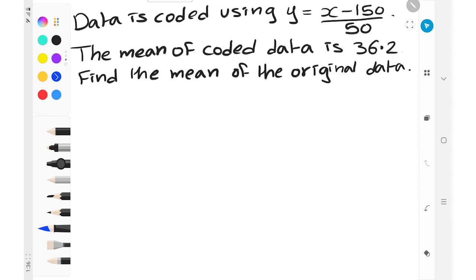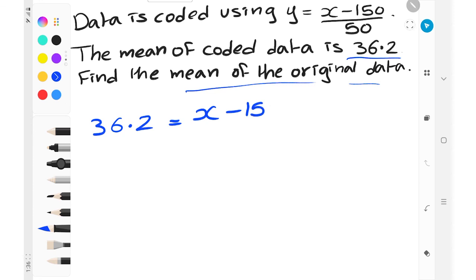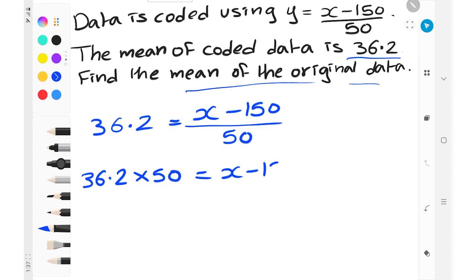Okay, so now I have this example. The data is coded using y equals x minus 150 divided by 50. And they give me the mean of the coded data, which is 36.2. They want the mean of the original data. It's very easy. All I want to do is plug in. So my y is 36.2, the mean of the code, which equals x minus 150 divided by 50. That's it. 36.2 multiplied by 50 equals x minus 150.